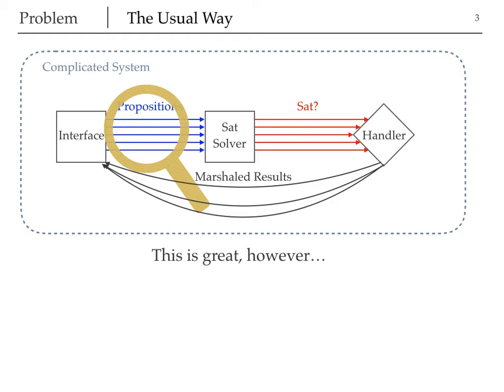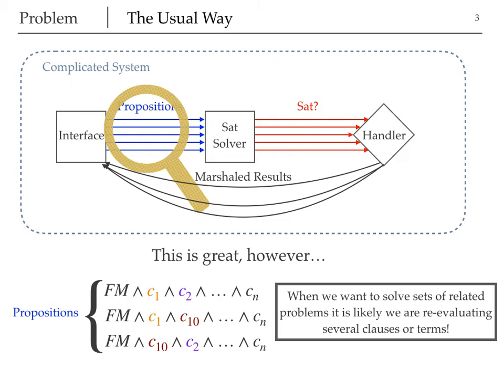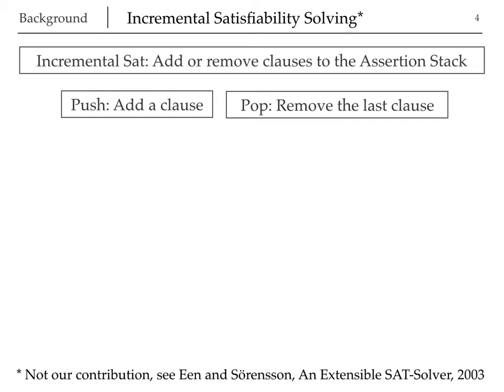However, if we zoom in on just the proposition side of this design, we'll see something like this, where we actually have a set of propositions, and between these propositions, there's lots of shared clauses, or there's a high likelihood of shared clauses. So here, feature model is shared, C1 is shared, etc. So what we want to do is solve sets of SAT problems without constantly reevaluating the terms that are being shared. There has been work on this in the SAT solver community, and a major benefit of that work is incremental satisfiability solving.